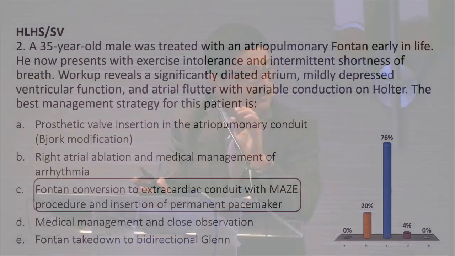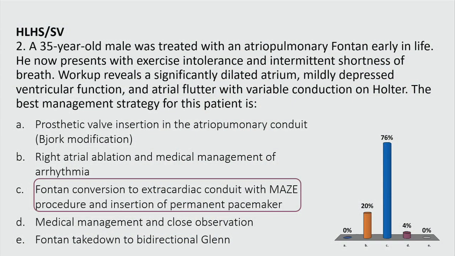Can you talk a little bit about choice A? Yeah, so choice A is just the prosthetic valve insertion. You would never do that. The Bjork modification was actually just a type of atrial Fontan that was done before, and you may still encounter patients that actually have that, but that's not really going to change the problem.